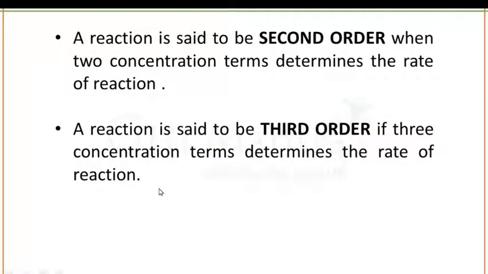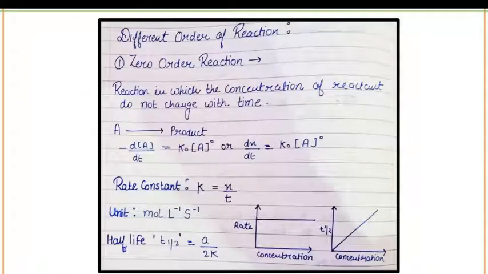A reaction is said to be a second order reaction when two concentration terms determine the rate of reaction. And in the case of a third order reaction, three concentration terms determine the rate of reaction. Okay, now we are going to discuss two orders of reaction, that is zeroth order, and after that we will discuss the first order reaction.